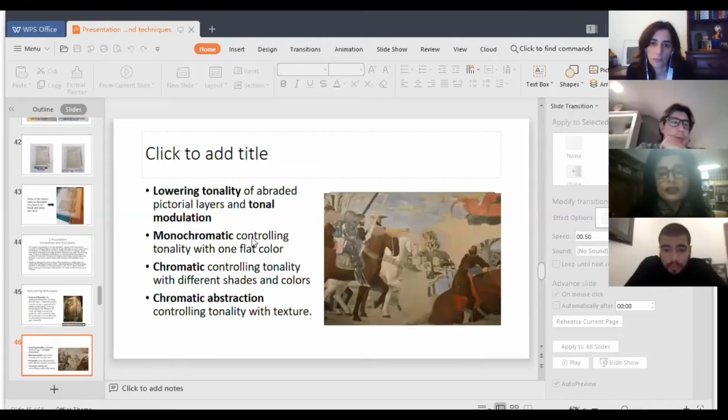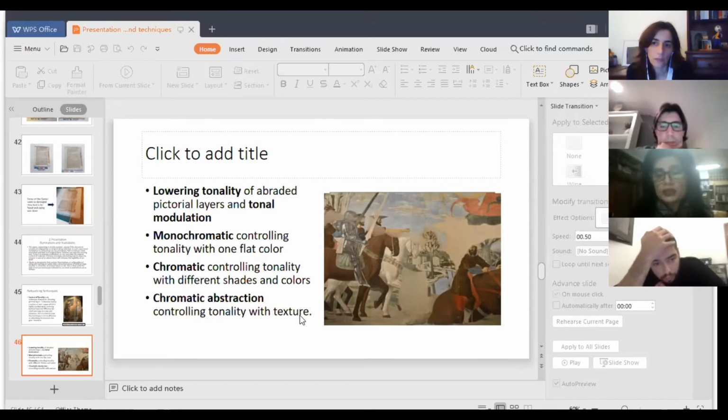Again, a few of the other techniques. One of them is lowering of tonality. Here we lower the tonality of the Japanese tissue or the paper or the pulp we lay on the historic document so that it enhances the beauty of the rest of the object. Again, another technique is monochromatic, that is controlling the colors with one flat color. As you can see here, this is the monochromatic technique that we have followed. Chromatic is done with the help of different colors, and chromatic abstraction is done with the help of texture.